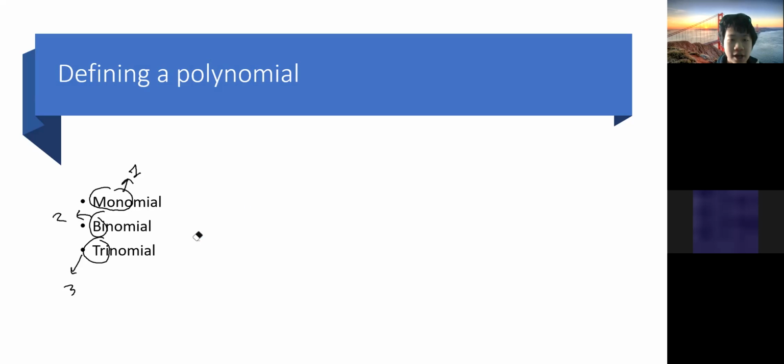So all of these are actually called polynomials, all of them. And if we have 4 terms, there's no special word for that, but that's also a polynomial, okay?